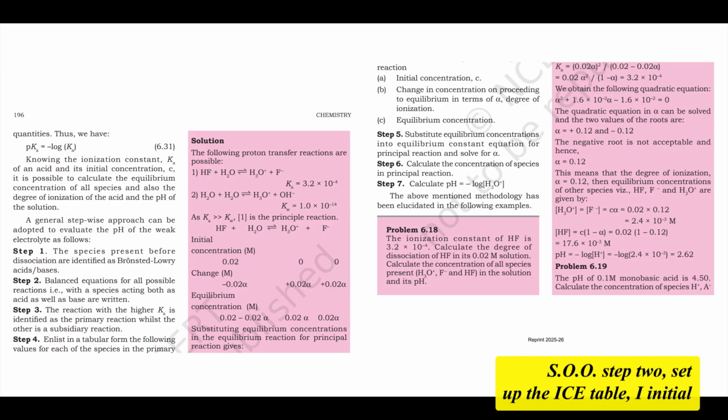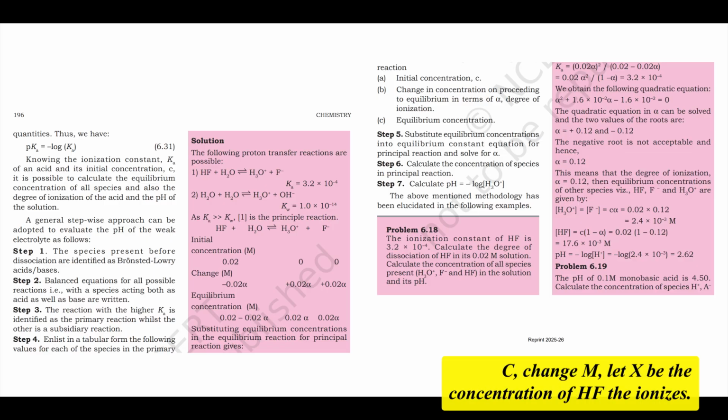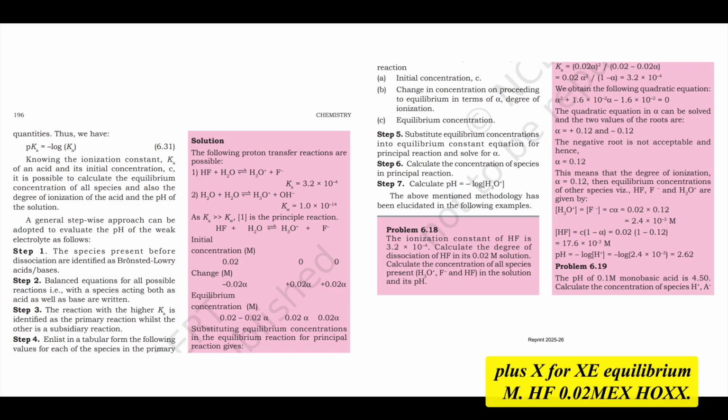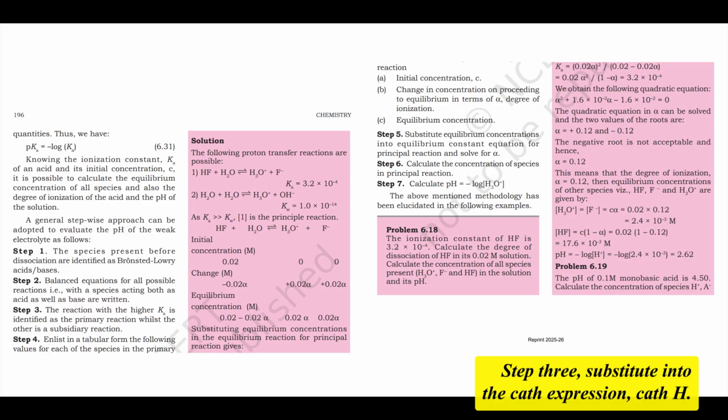Step 2. Set up the ICE table. Initial M: HF is 0.02, H3O+ is approximately 0, neglecting water, and F- is 0. Change M: let x be the concentration of HF that ionizes. The change is minus x for HF, plus x for H3O+, plus x for F-. At equilibrium M: HF is 0.02 minus x, H3O+ is x, F- is x. Step 3. Substitute into the Ka expression: Ka = x·x / (0.02 − x), so 3.2 × 10^-4 = x² / (0.02 − x).